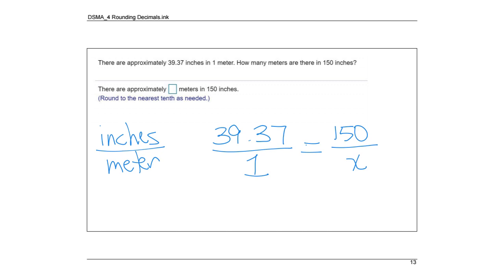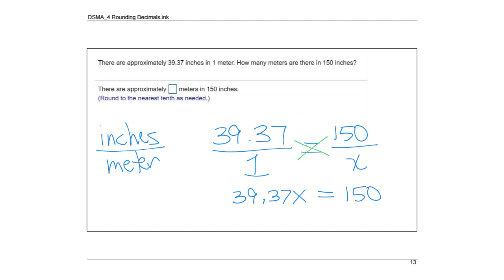Okay, so on both, I have inches over meters. You have to do that. You can't mix them up. So I have inches over meter and inches over meter. I have 39.37 inches in 1 meter. And then on the other side, I have 150 inches over I don't know how many meters. So what I'm going to do now is what we call cross multiply. So 39.37x is equal to 1 times 150.